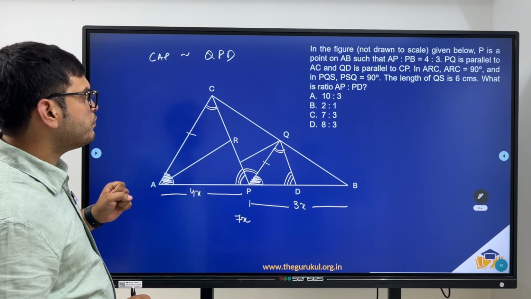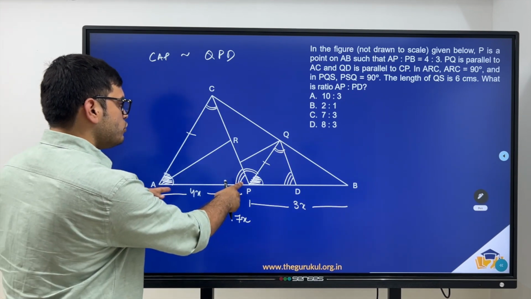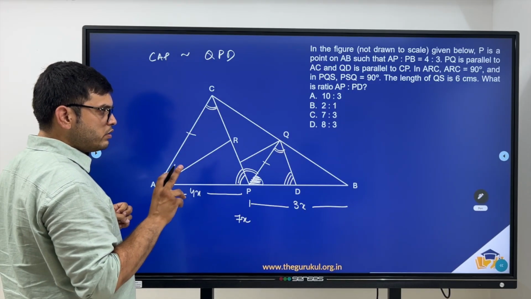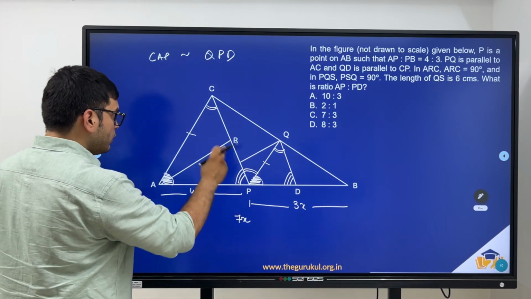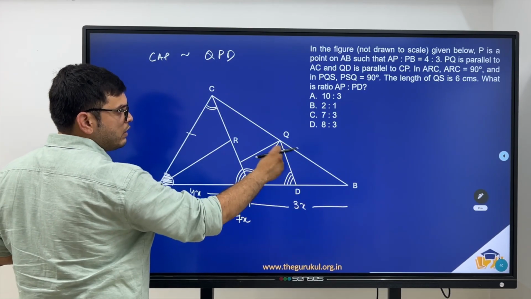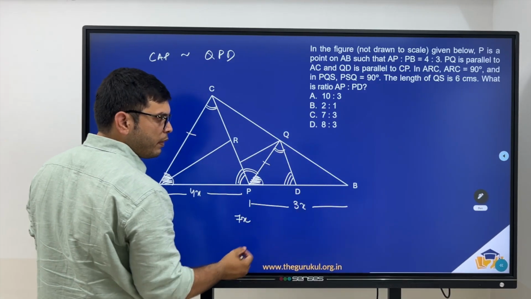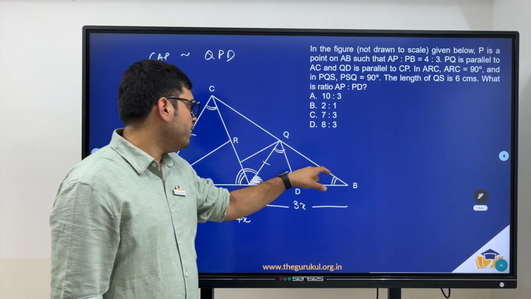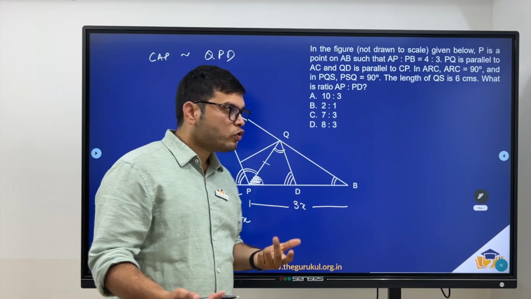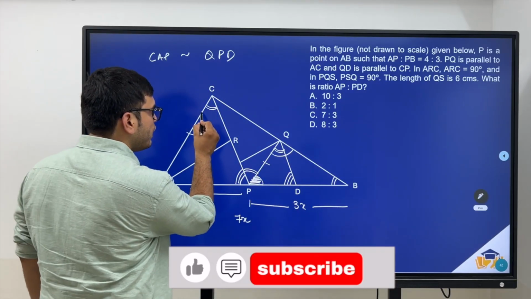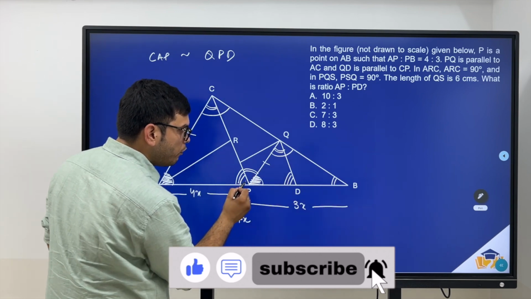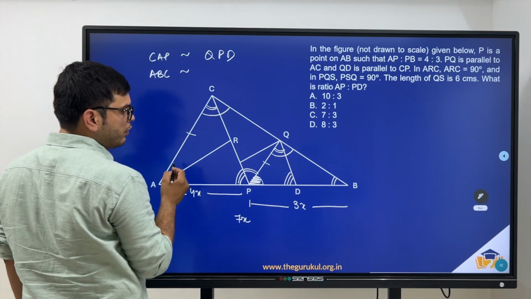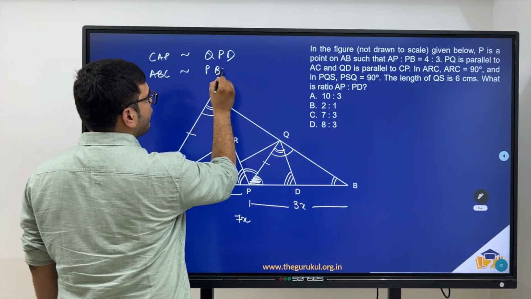Now, what was asked? We are asked to find the ratio of AP to PD. Okay. Now, do we have any other pair of similar triangles? Yes. Right. Now, if you observe CAB, angle CAB is equal to angle QPB. Angle B is a common angle in both the triangles CAB and QPB. So, two angles are equal. So, by default, the third angle should also be equal. So angle ACB is equal to angle PQB. So triangle ABC is similar to triangle PBQ.